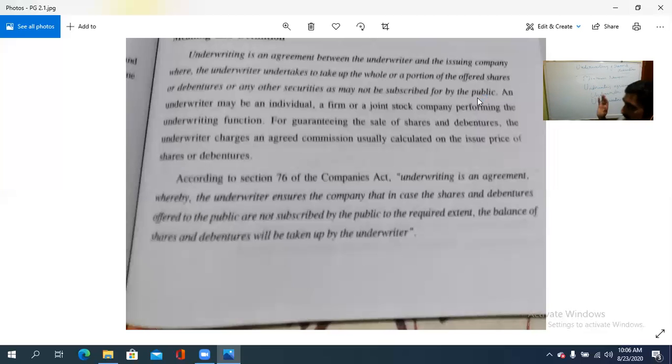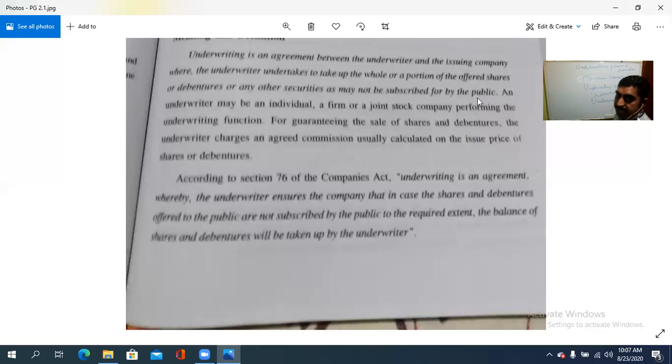Like the same, underwriting is an agreement between the underwriter and the issuing company, which ensures the company that in case the shares or debentures or any other securities are not subscribed by the general public, the company and the underwriter enter into an agreement, so that the balance is to be taken up by the underwriter itself. Balance of the shares and debentures will be taken up by the underwriter.